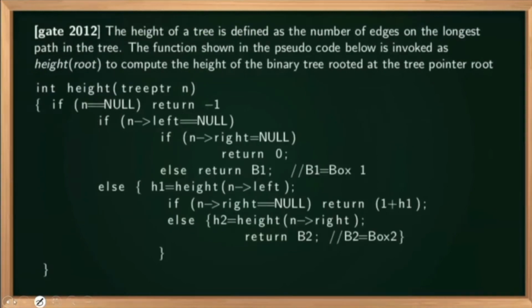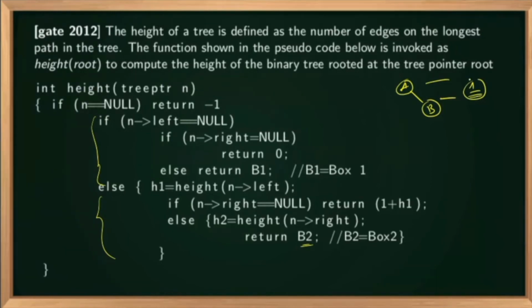So let's see. We can take an example. If you see here, if n dot left is null, then we are doing something, else we are doing something. We want to know what B2 and B1 are. To reach this portion directly, I had to make left equal to null. So I can take an example like this. I need to return the height, and the height should be 1. So here the value should be 1.